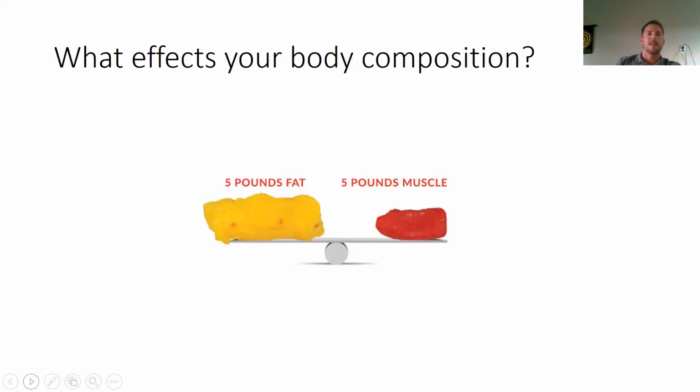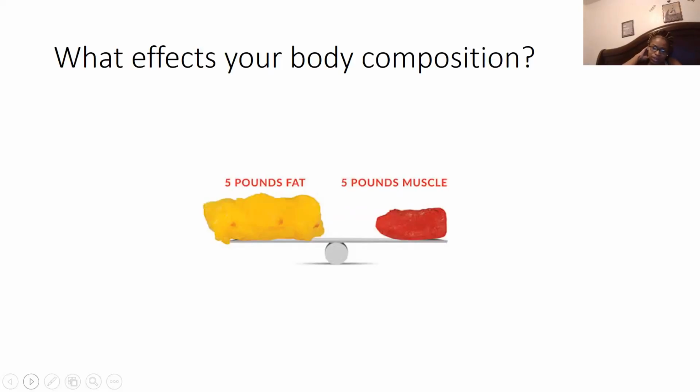And here we go. The next question I propose is, what do you think affects your body composition? Body composition, once again, is more fat or more muscle. What do you think is going to affect having more fat or more muscle? What's going to make your fat go up or down, the amount of fat in your body? More muscle. How do you get more muscle or less muscle? I don't know. What do you think?